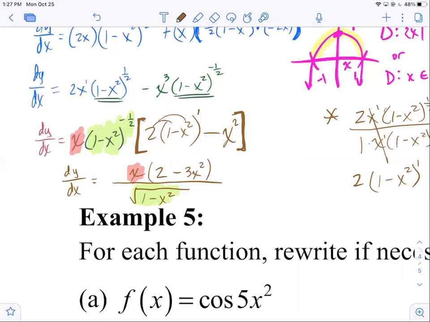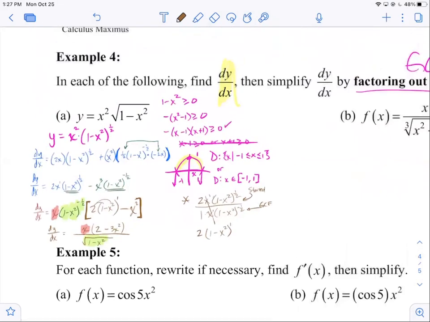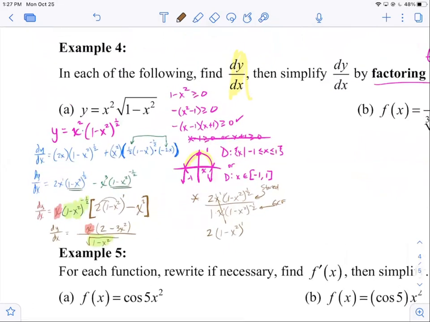Well, it's undefined when the denominator is 0. But remember, there's a whole host of values here. But notice there is one value. There is one value that is in the domain of the function that's not in the domain of the derivative. What is it? Or 2, I guess I should say.